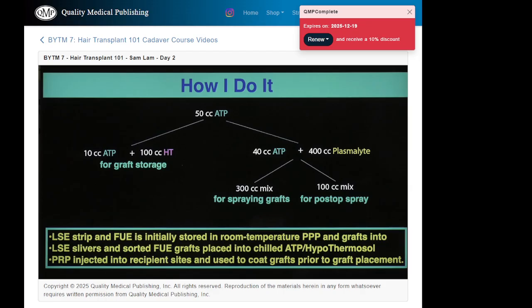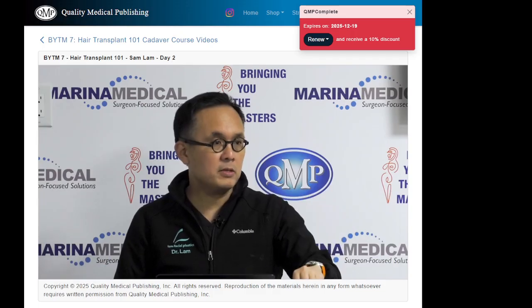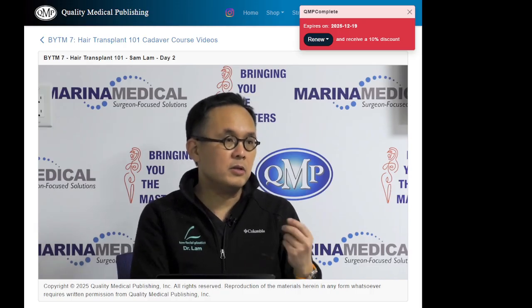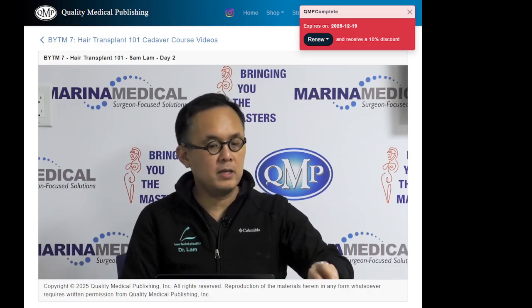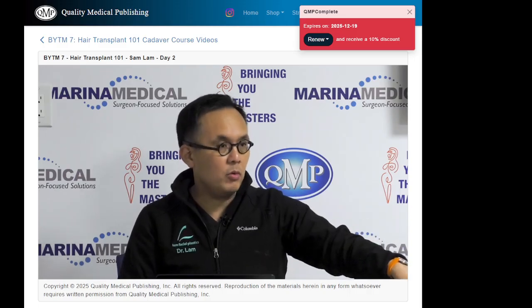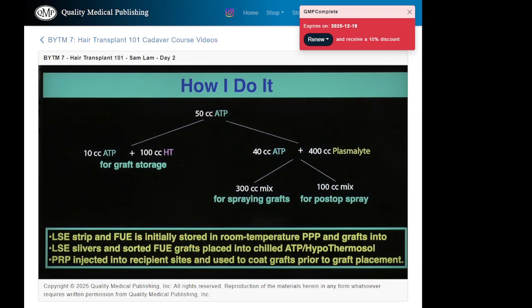But the PPP, I will put my grafts I harvest out initially with FUE, be placed into the PPP, brought into the sorting table, and then when it's sorted and trimmed if necessary, segregated and lined up, that's placed into ATP hypothermosol. For the slivers, they're basically taken out and then slivered down at room temperature in PPP and then placed into hypothermosol ATP and then chilled at that level. Everything in ATP hypothermosol is chilled. So it's a sequential physiologic room temperature PPP bath moved into a chilled ATP hypothermosol solution. Okay, so you get the best of both worlds.